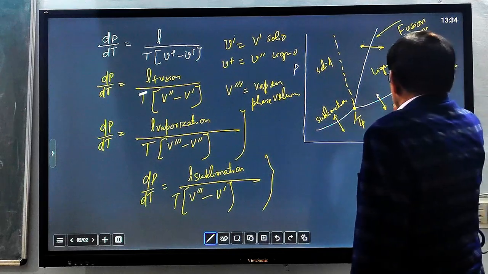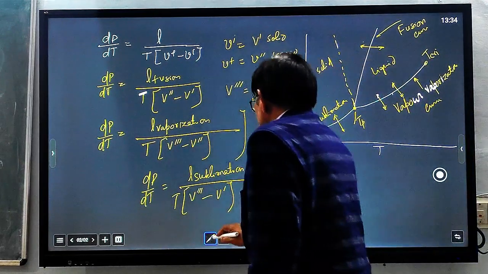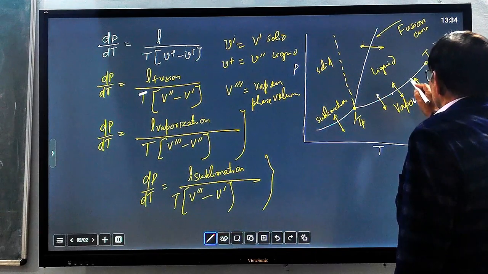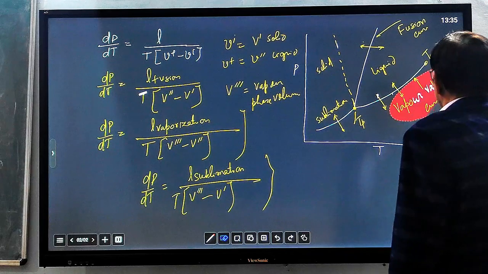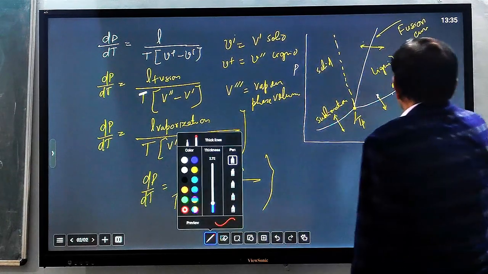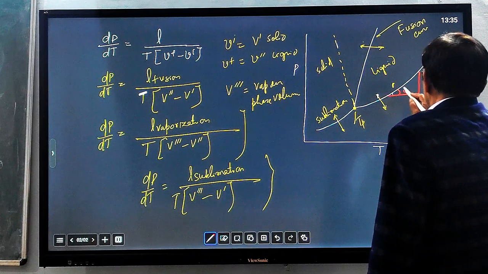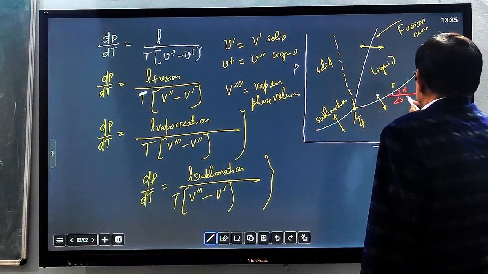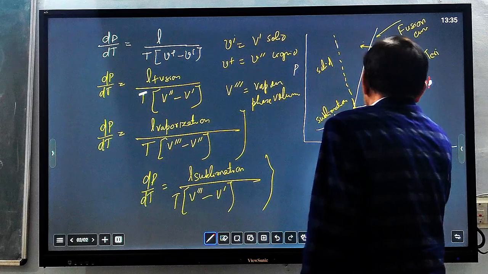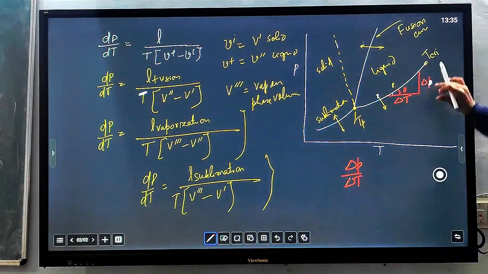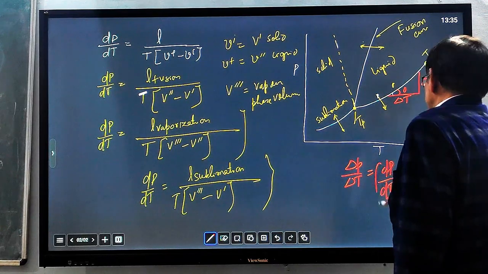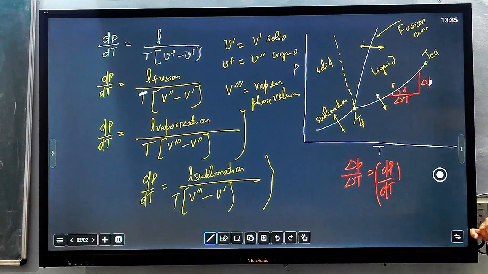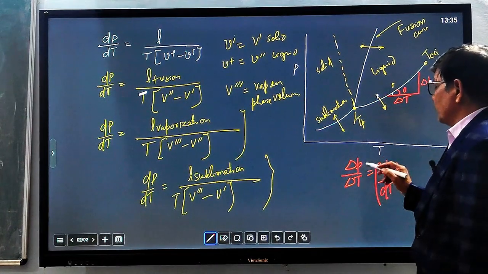dp upon dt is nothing but slope. dp over dt is the slope of this curve at any point. Suppose this is a point. Let us remove this one first. I want to define the slope here. This angle is theta, and the slope is delta p over delta t. If this difference is very small, you can write it as dp over dt. This is the slope of the fusion curve, vaporization curve or sublimation curve. At any point we can find the slope.